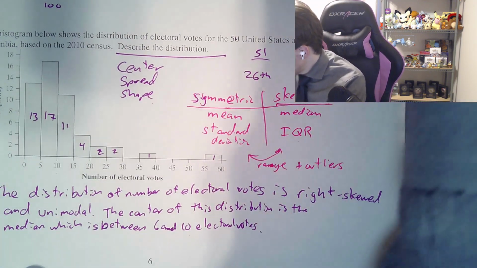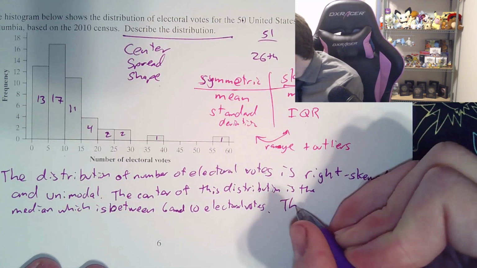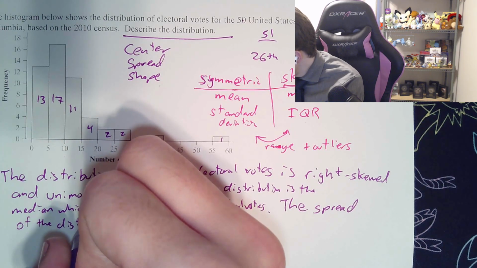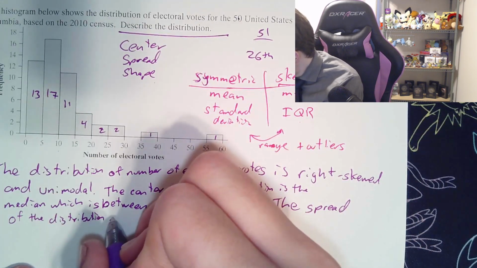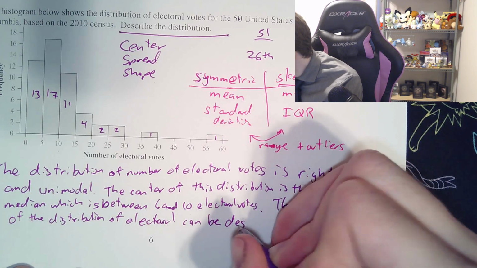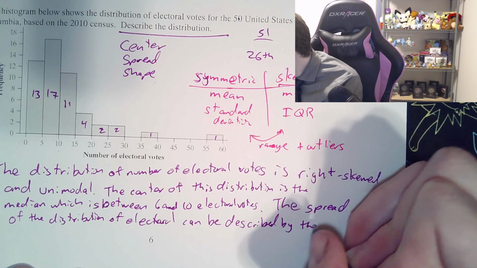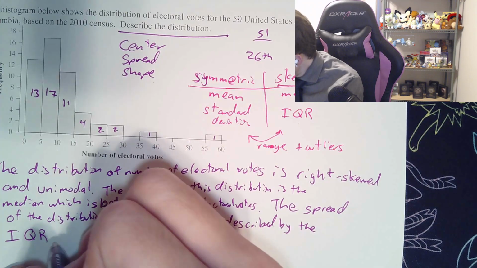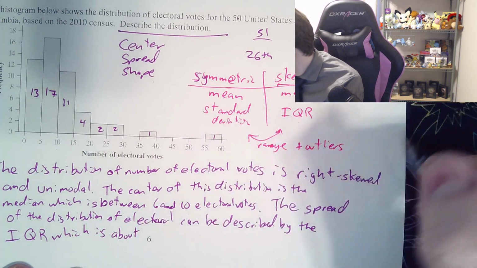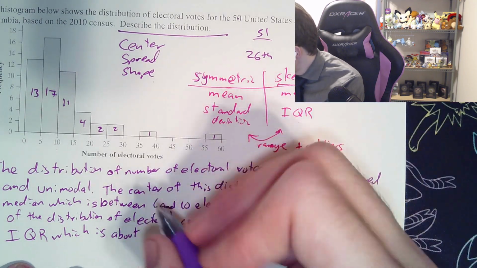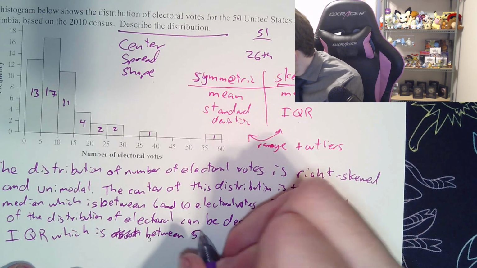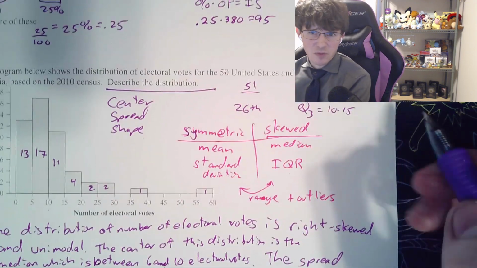So we could say the spread of the distribution of electoral votes can be described by the IQR, which is between 5 and 10. And again, the reason why is because this is somewhere in between 10 and 15.